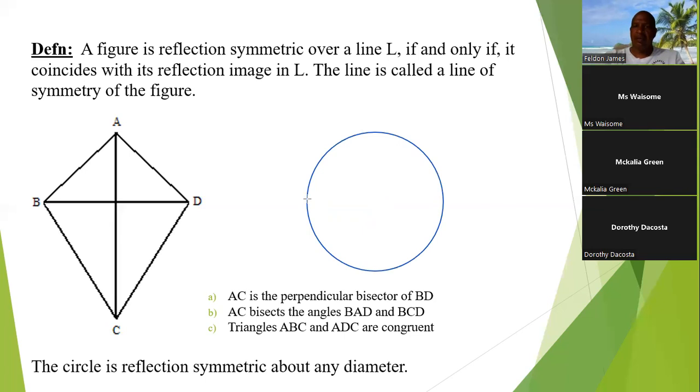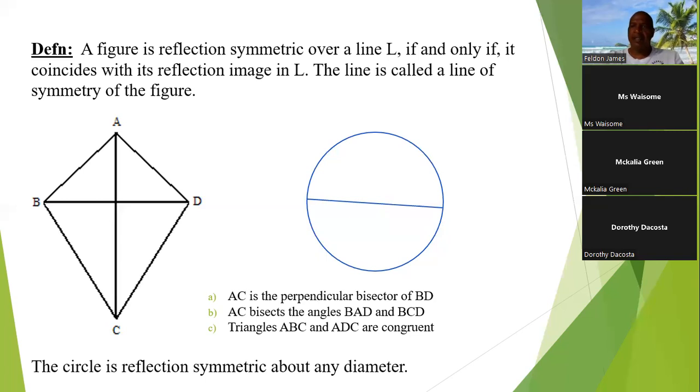No, diameter is not half of a circle. The diameter is a straight line through the center of a circle. You get what I'm saying? Yes, sir. Half of the circle is a semicircle, but the diameter is the line that is running straight through the center of the circle. Right? So that's the diameter, that line. So we say that the circle is reflection symmetric about any diameter. So it means that you can fold it along any diameter and it will overlap and sit perfectly on the other side.